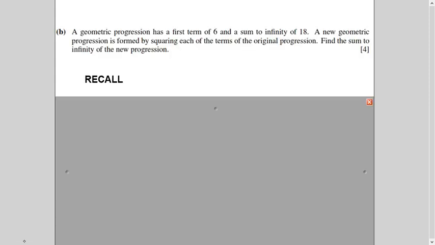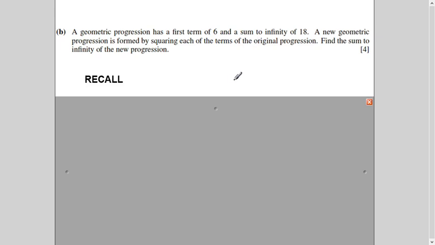So now let's solve part B. Part B is about a geometric progression, and it is saying the first term is 6 and the sum to infinity is 18. These two pieces of information, and actually it is saying you have to find a new geometric progression which is actually the square of each term of the original progression.